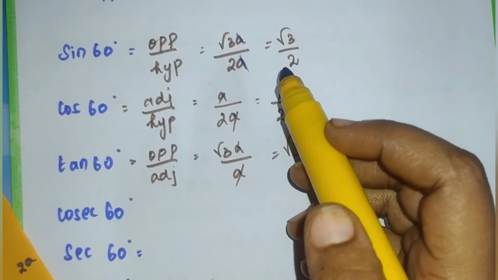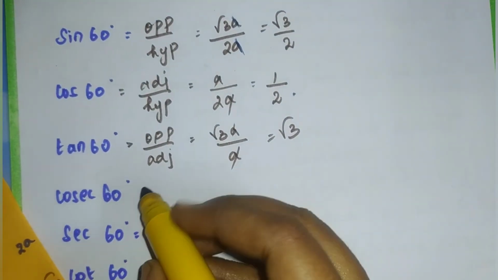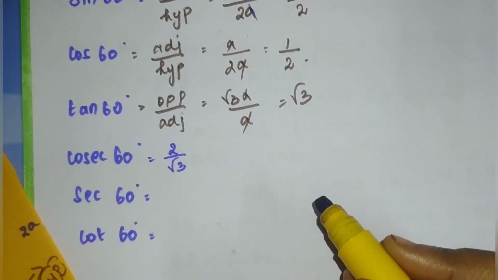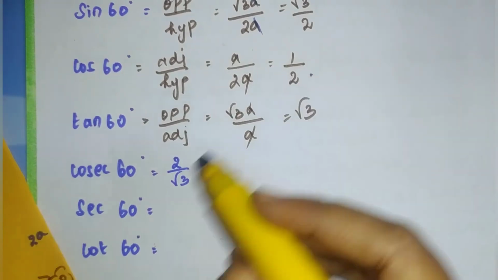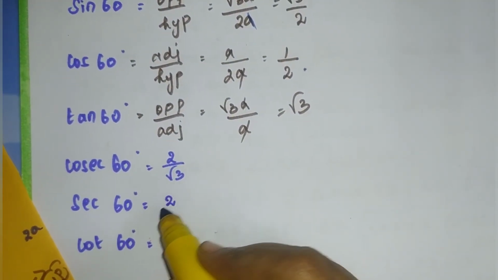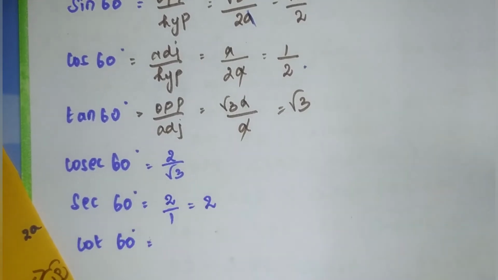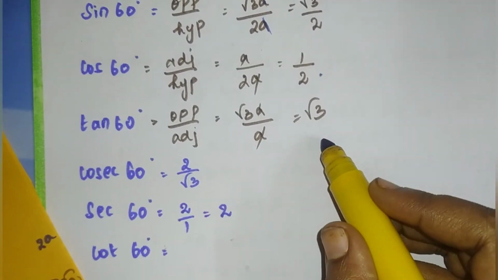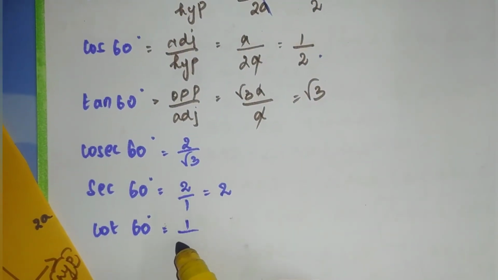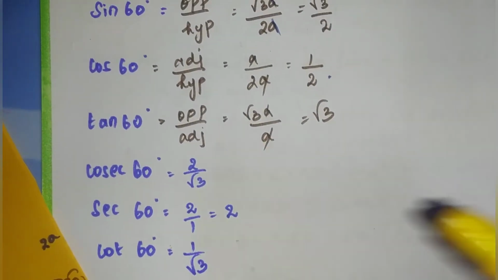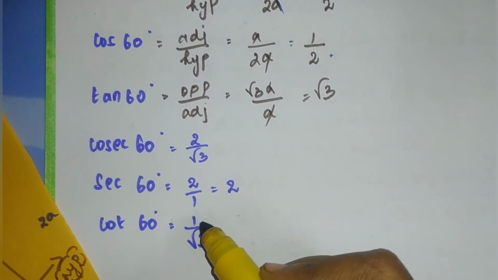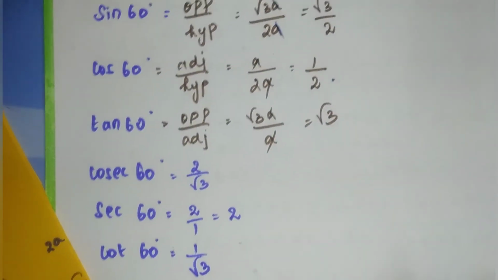So what will be the cosecant 60 degree? 2 by root 3. Cos 60 degree is 1 by 2 and secant 60 degree is 2 by 1, then it will be 2. Then tan 60 degree is root 3. Then cot 60 degree is 1 by root 3. We have denominator 1, so if we take the reciprocal, we will get 1 by root 3.